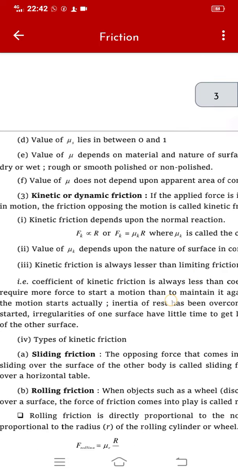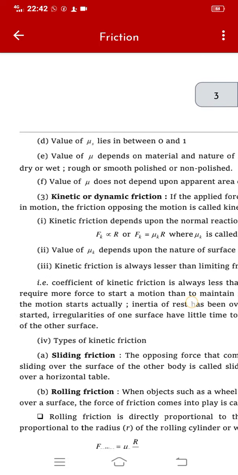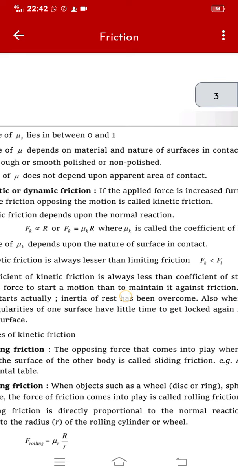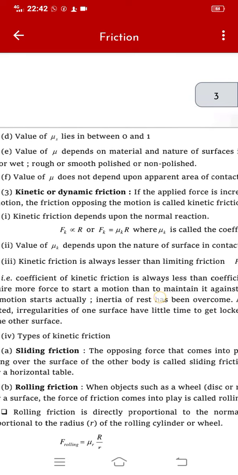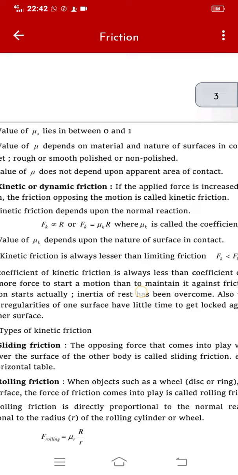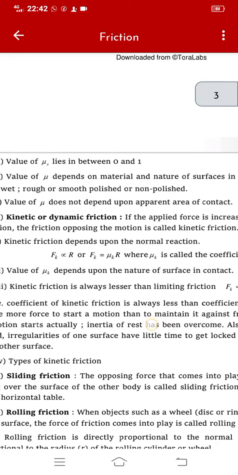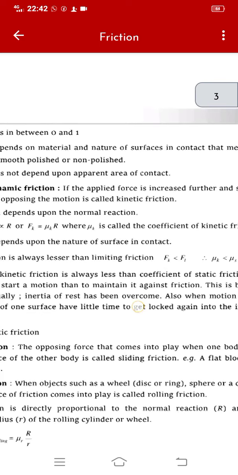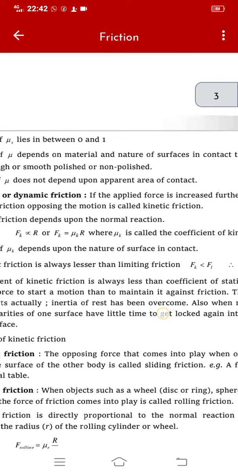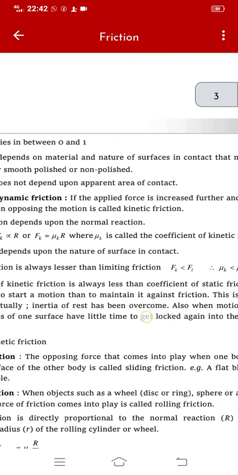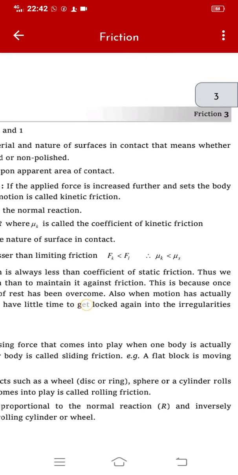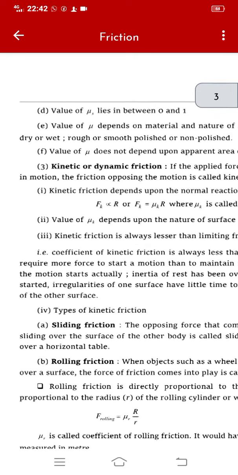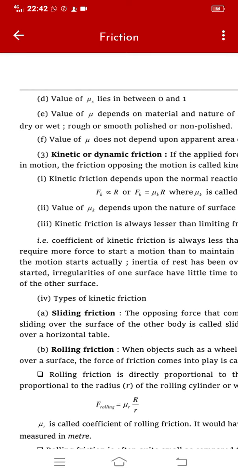The number three type of friction we are going to look at is kinetic or dynamic friction. What is kinetic or dynamic friction? It is the friction that acts when an object is in motion. We already know that motion is the change in position of a body or object with respect to time. Kinetic friction is the force when the applied force increases further and sets the body in motion.